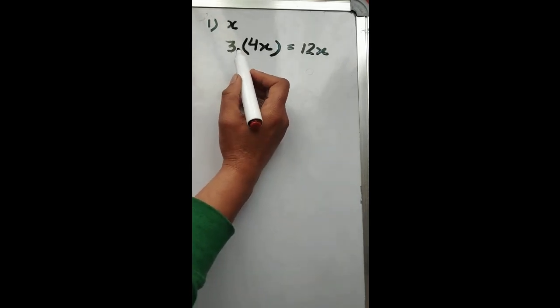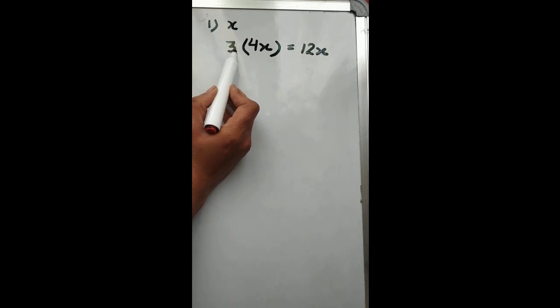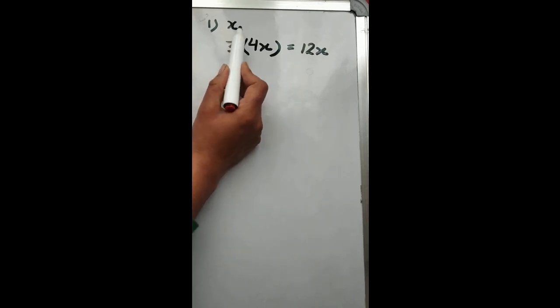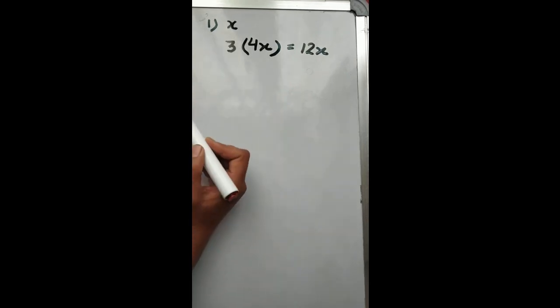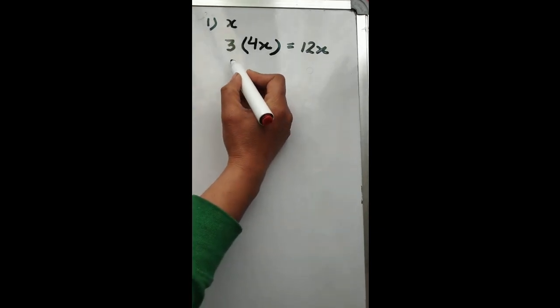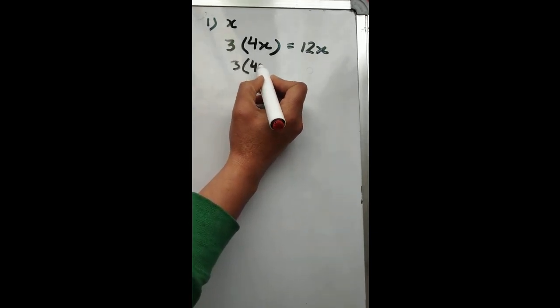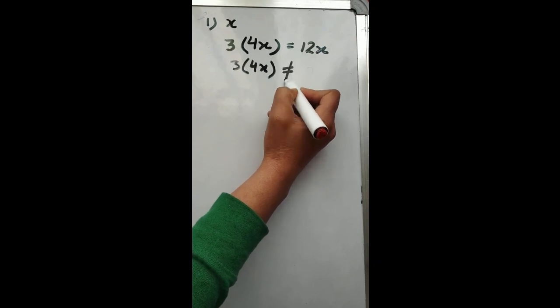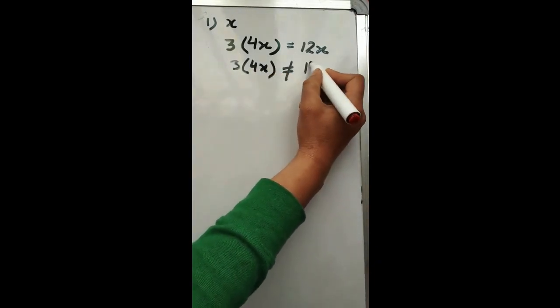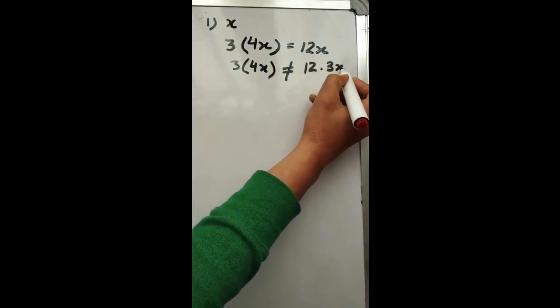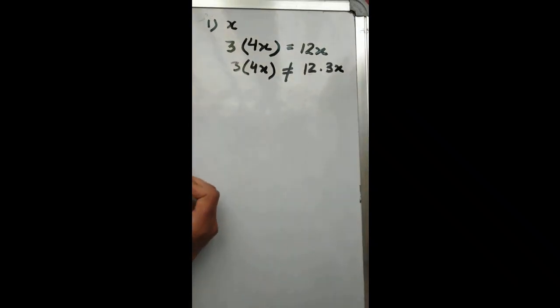Okay? So the common mistake made by students is they multiply 3 with 4 and then 3 with x also. So please don't do that. This is not equal to 3 into 4, 12 and then 3x again. Okay, so it's actually a less common mistake.